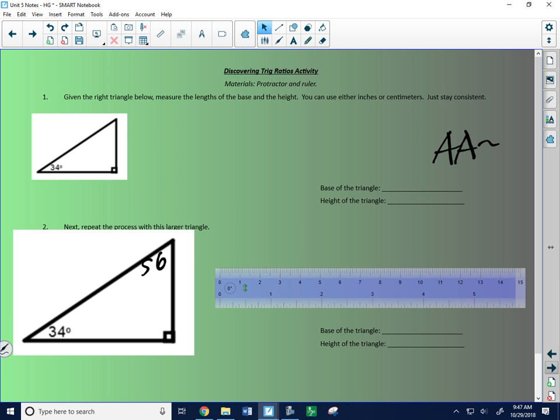But any two triangles in the world that have a 90 and a 34, the ratio of the height to the base, we know. It's the tangent ratio. Because they're similar, every triangle in the world that has that has the same ratio. We know what that number is. Mathematicians have discovered what that ratio would be, and it's an exact number that we know.